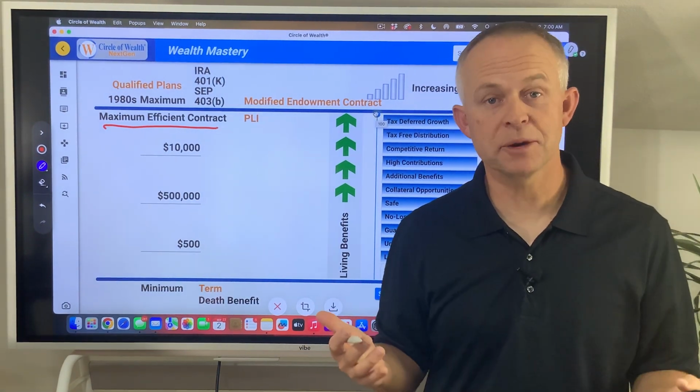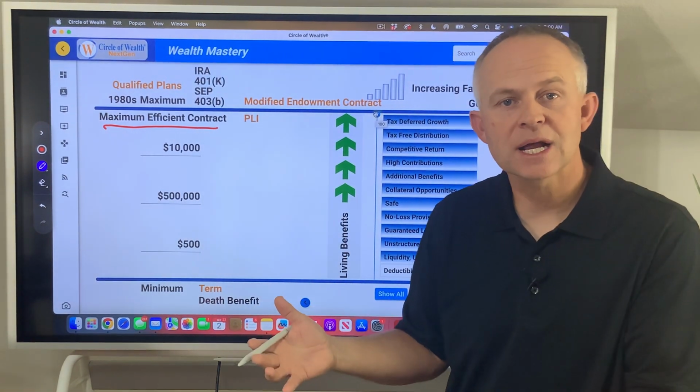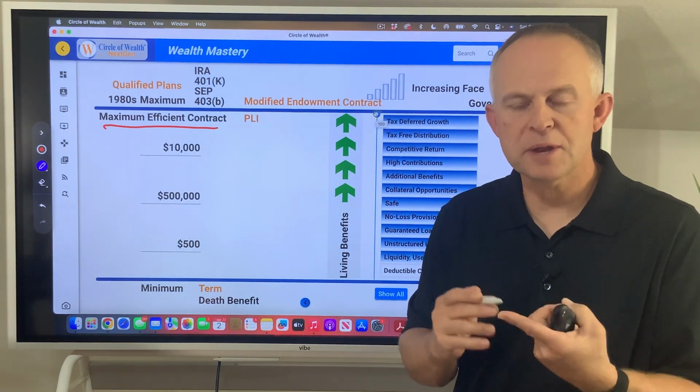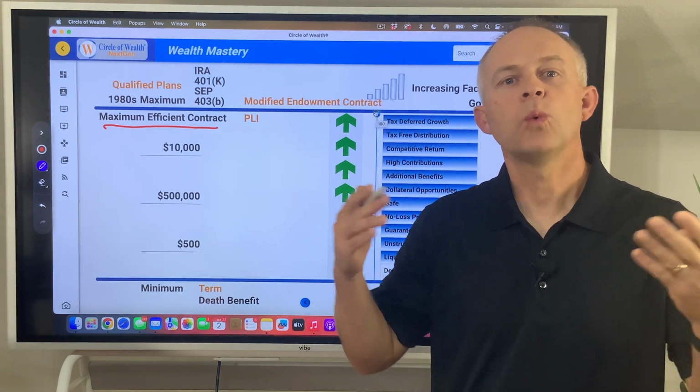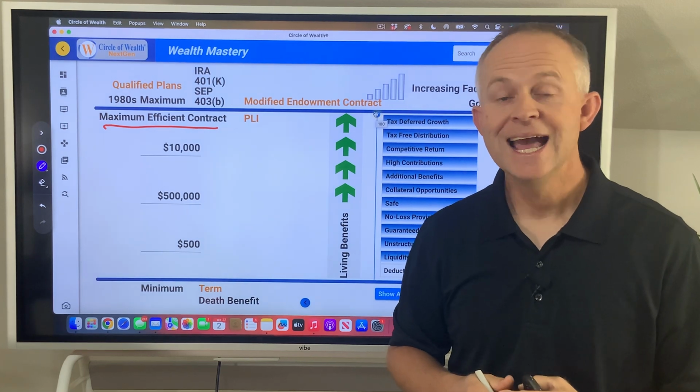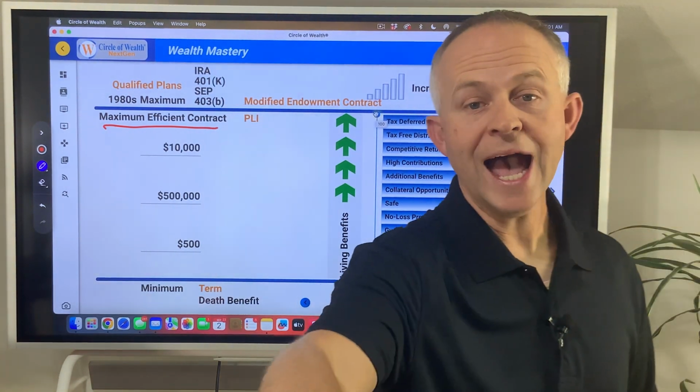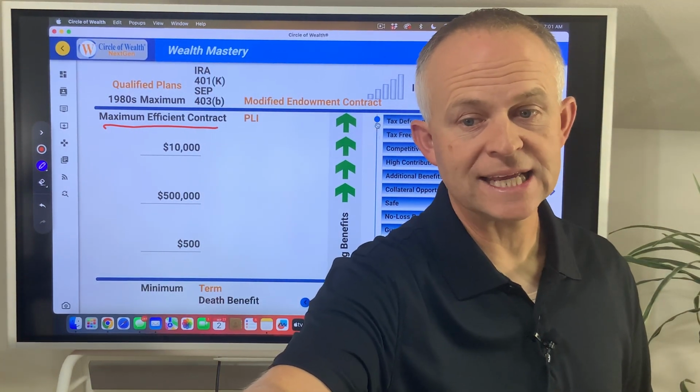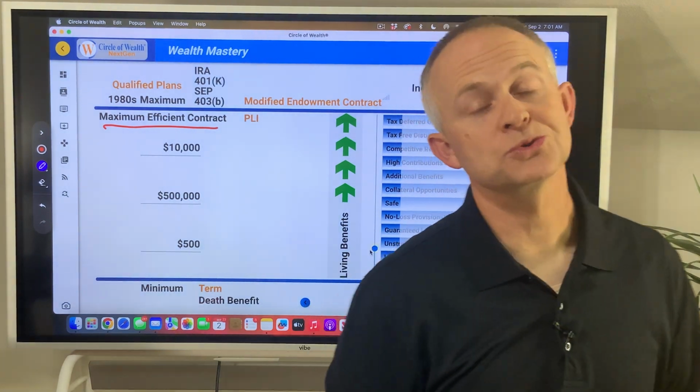Think of it like an apartment complex. If you build an apartment complex, you don't want 30% occupancy, you want 100% occupancy. Now that doesn't mean that you have to have 100% occupancy, and this is where everyone goes wrong.